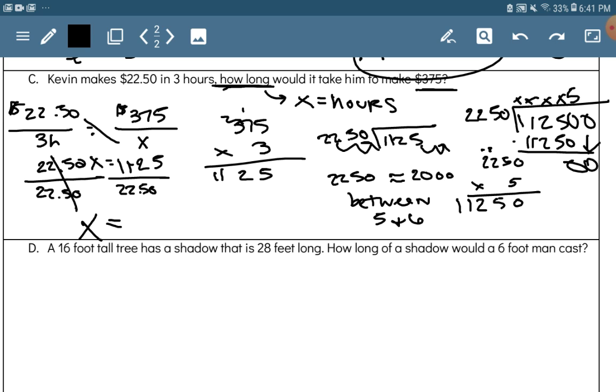Similar to an earlier problem, 2,250 cannot go into 0, so it goes in 0 times. I don't have any more digits to bring down. I don't have a remainder, so I actually have my answer. X equals 50. The last thing I need to check is my label. On the top of my fractions, I had dollars. On the bottom where X is, my label was hours. So this is actually X equals 50 hours.